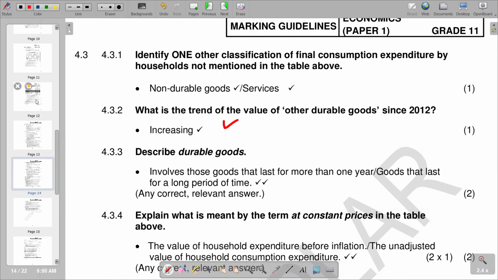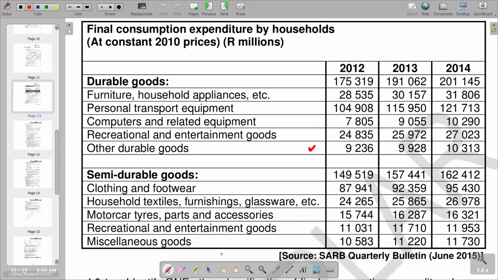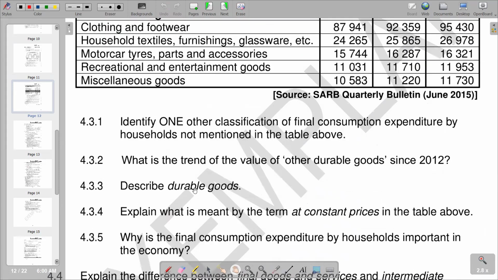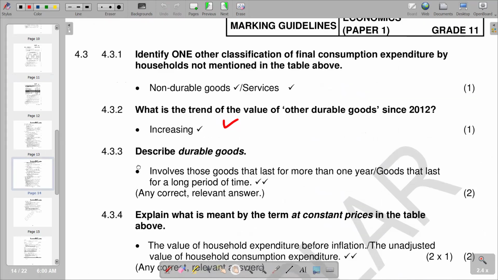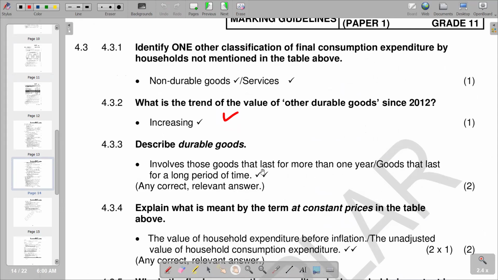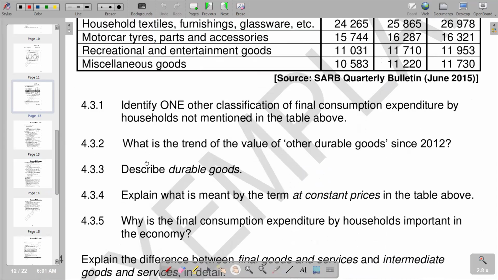We'll move on to the next part, which is saying describe durable goods. So of course, durable goods are goods that are going to last for a longer time period. On average, we are saying they are going to last for more than a year. So we say it involves those goods that last for more than 1 year, goods that last for a long period of time. That is durable goods. And then we move on to the next part, which is 4.3.4.